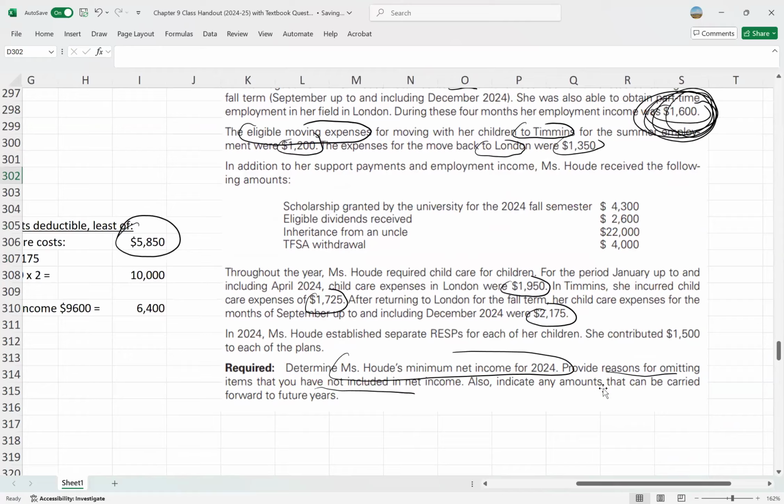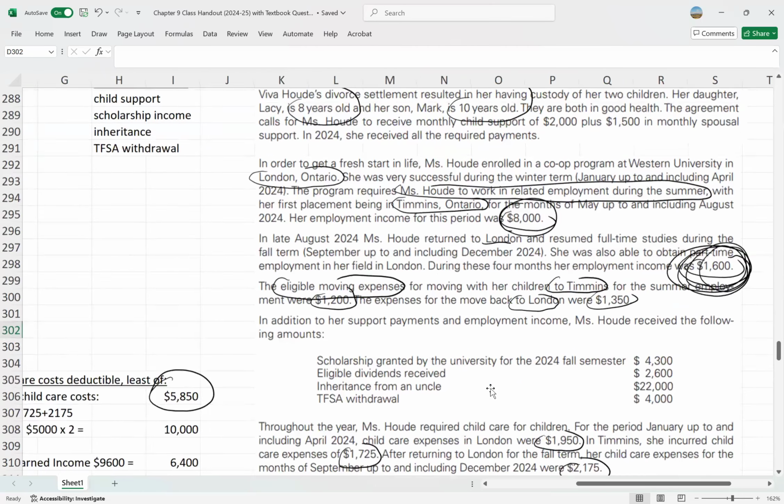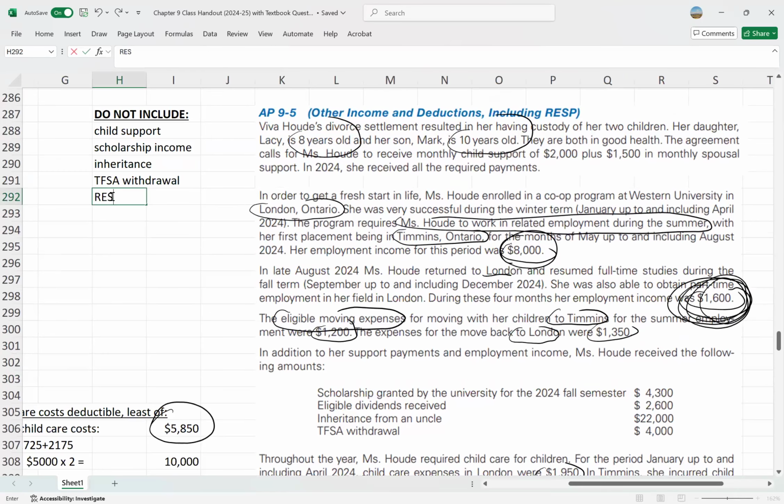And then the last paragraph, she put money into an RESP. She contributed $1,500 to each child's RESP. Remember, when you put money into an RESP, the parent does not get a deduction. So that RESP contribution, under the amounts we do not include, does not qualify as a deduction.